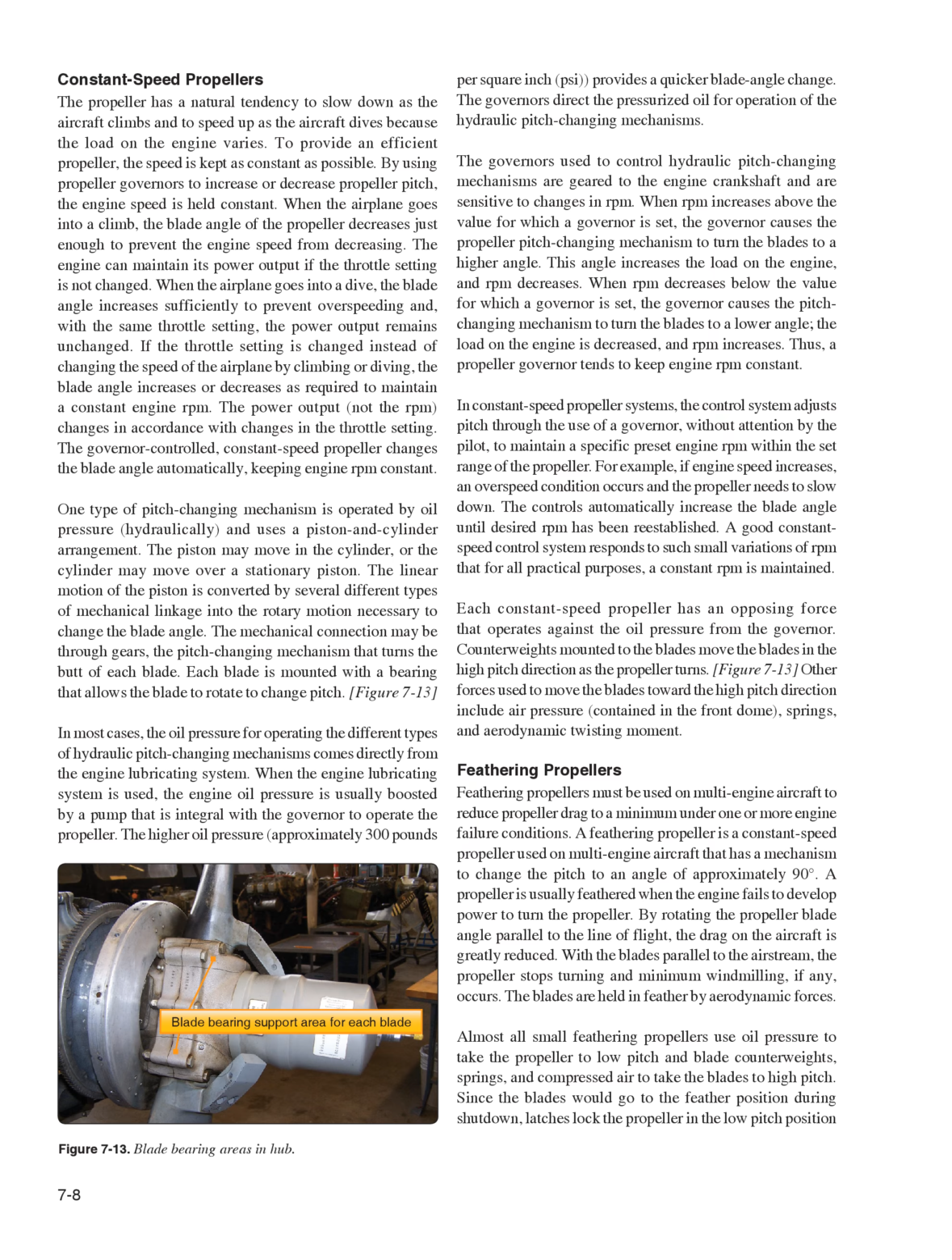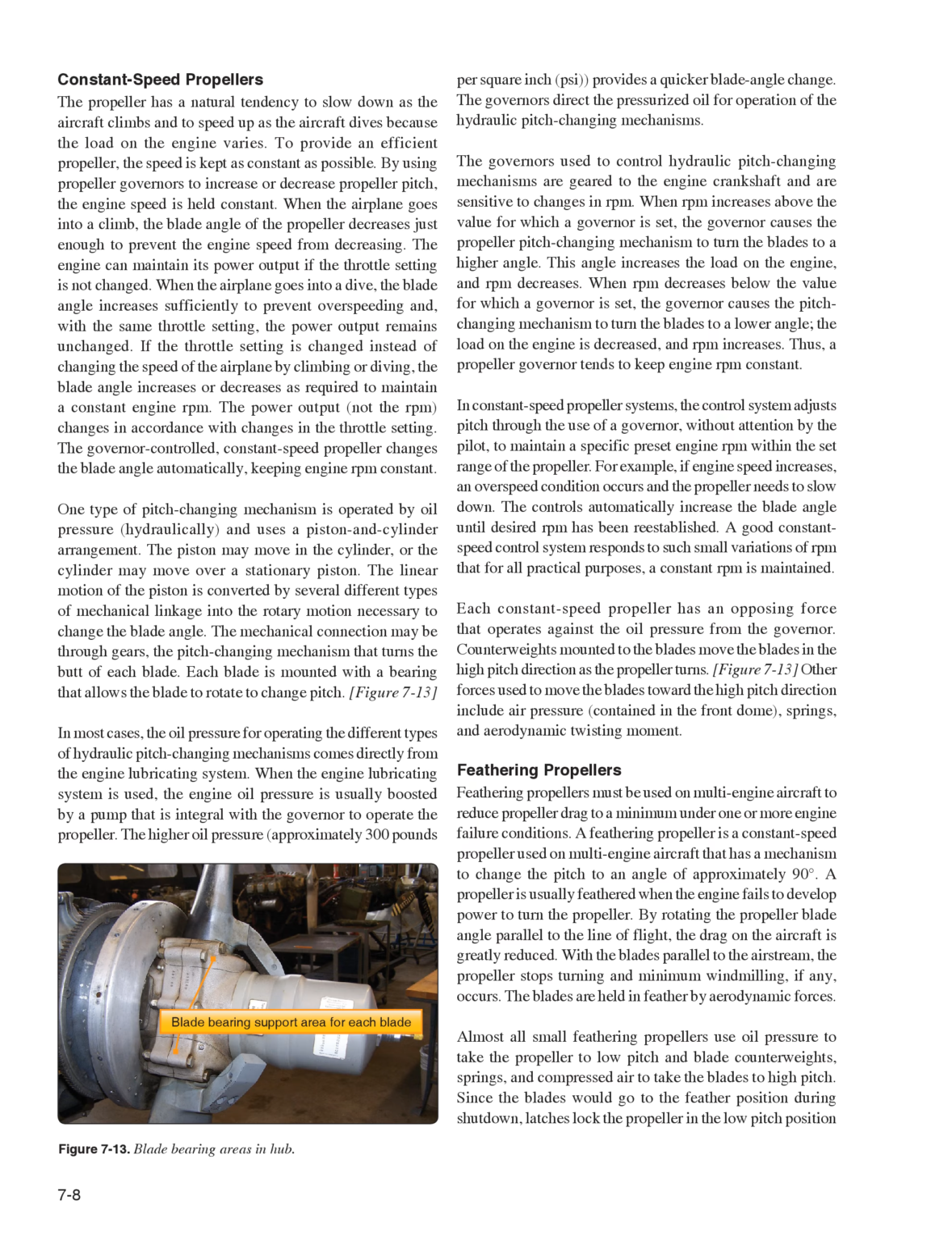Figure 7.13. Other forces used to move the blades toward the high pitch direction include air pressure contained in the front dome, springs, and aerodynamic twisting moment. Feathering propellers. Feathering propellers must be used on multi-engine aircraft to reduce propeller drag to a minimum under one or more engine failure conditions. A feathering propeller is a constant-speed propeller used on multi-engine aircraft that has a mechanism to change the pitch to an angle of approximately 90 degrees.